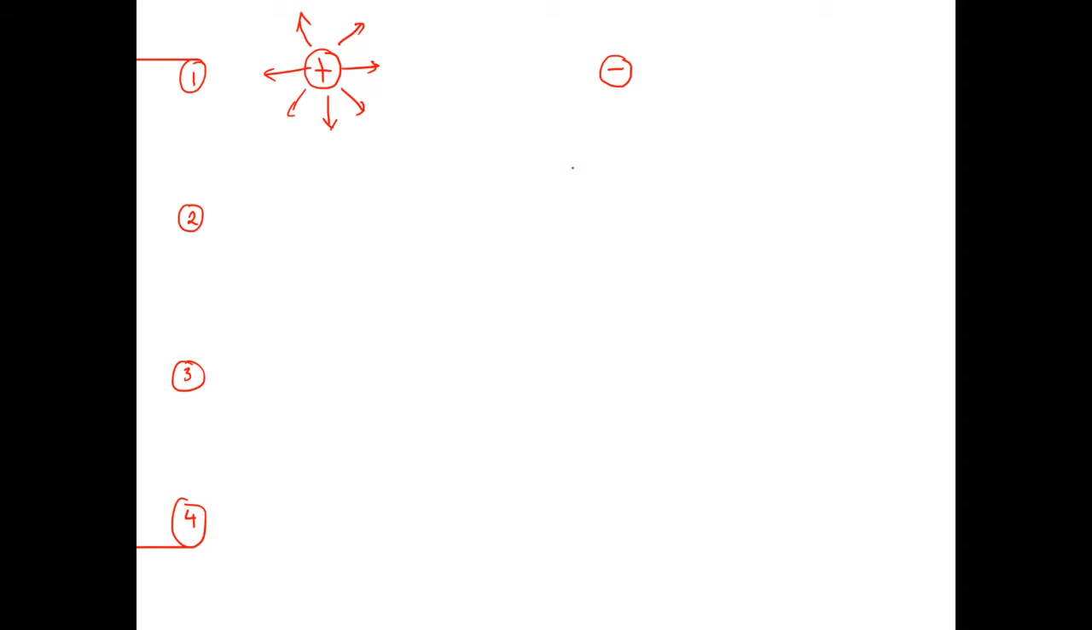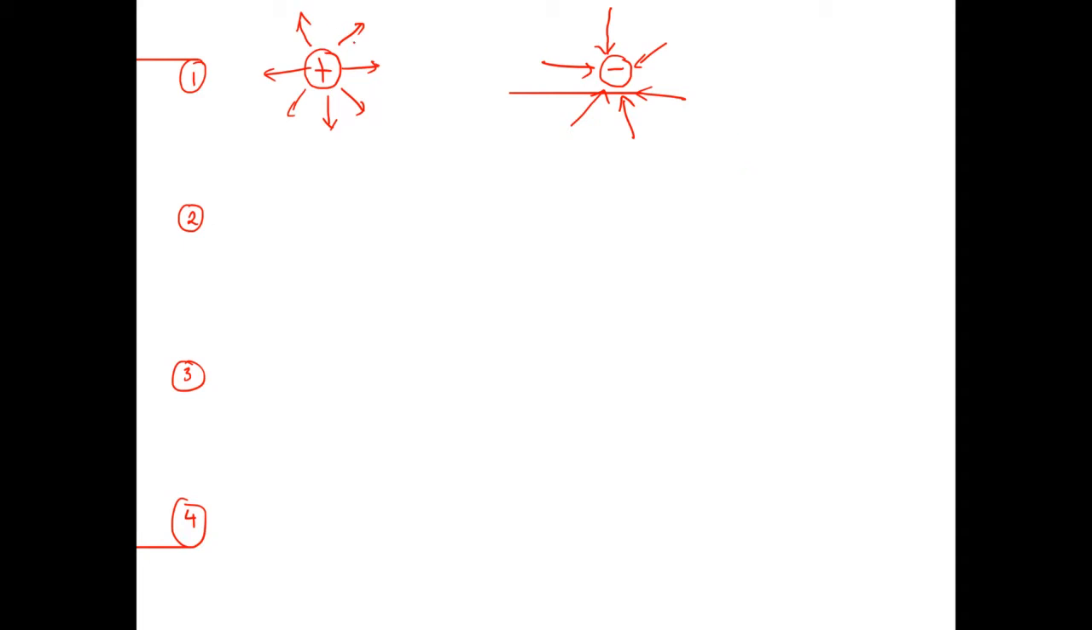Understand, my dear? Yes, doctor. For a negative charge, the field lines are in the inward direction. The electric field is a vector quantity because it has both magnitude as well as direction.